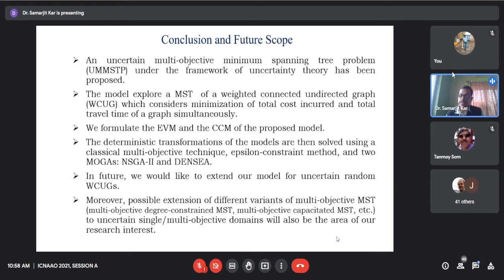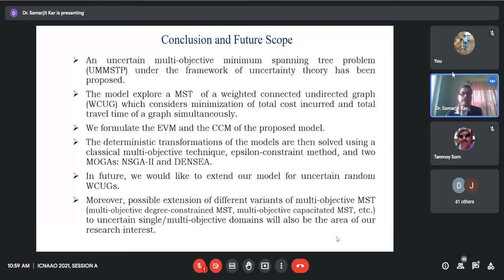And here one thing is very important, that selection of a single solution from the set of solutions is very difficult, but the decision maker always wants a single solution. Sometimes people can use some classical based approach like the epsilon constraint method and others. But the preferable suggestion is that we can always use some evolutionary algorithmic approach, because here the set of solutions is important. So that's why here we use 2 multi-objective genetic algorithmic approaches, that is NSGA2 and Densia.